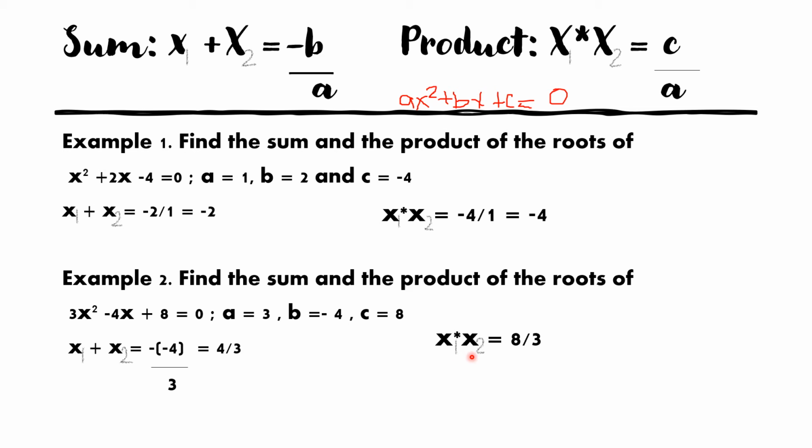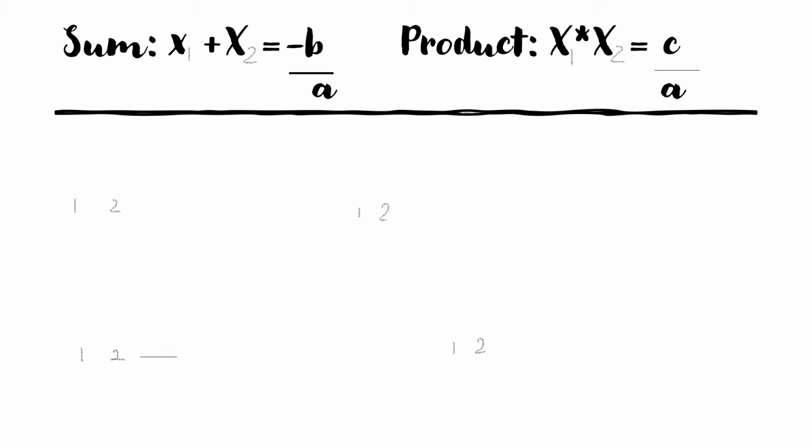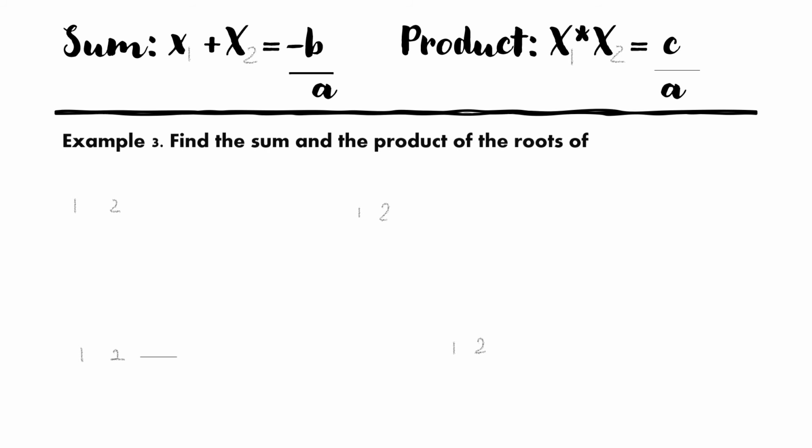Sa product of the roots naman, ang C natin is 8. So divided by A natin is 3. So 8 over 3. Okay, next.